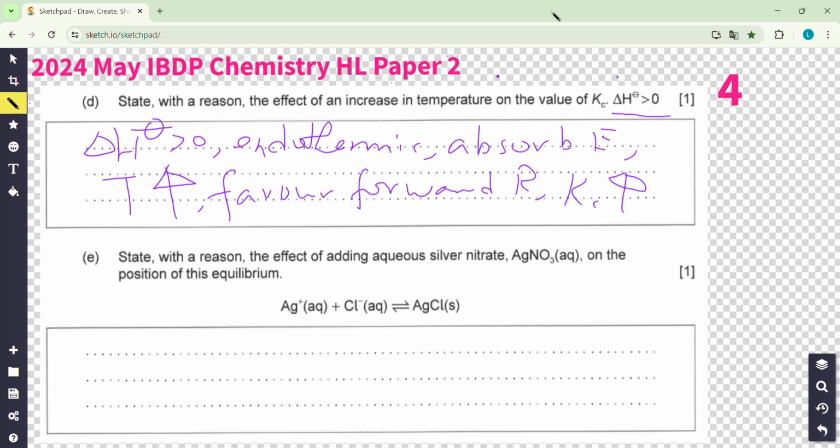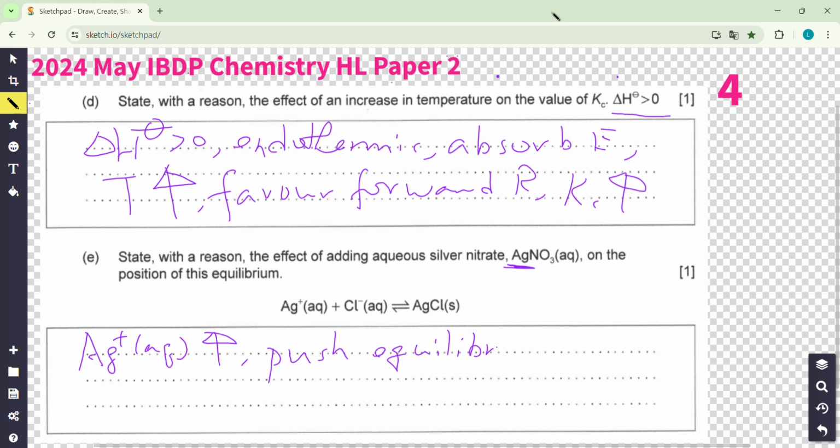Next one, stay with a reason. The effects of adding aqueous silver nitrate on the position of the equilibrium. So adding silver nitrate will dissociate, so the Ag+ increases. More on the left hand side will push the equilibrium to the right. Yeah, push it to the right, more reactants to the right. So we say the Kc increases again.